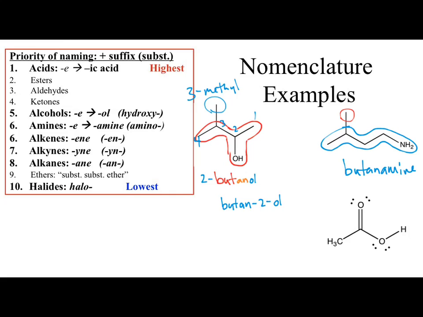Yes. It's a methyl located at what position? Why not 2? The amine is where I'm going to start my counting. 1, 2, 3, 4. Why start with the amine? Higher priority. So I get 3-methyl-butanamine or 3-methyl-1-butanamine. Okay? Questions about that one?